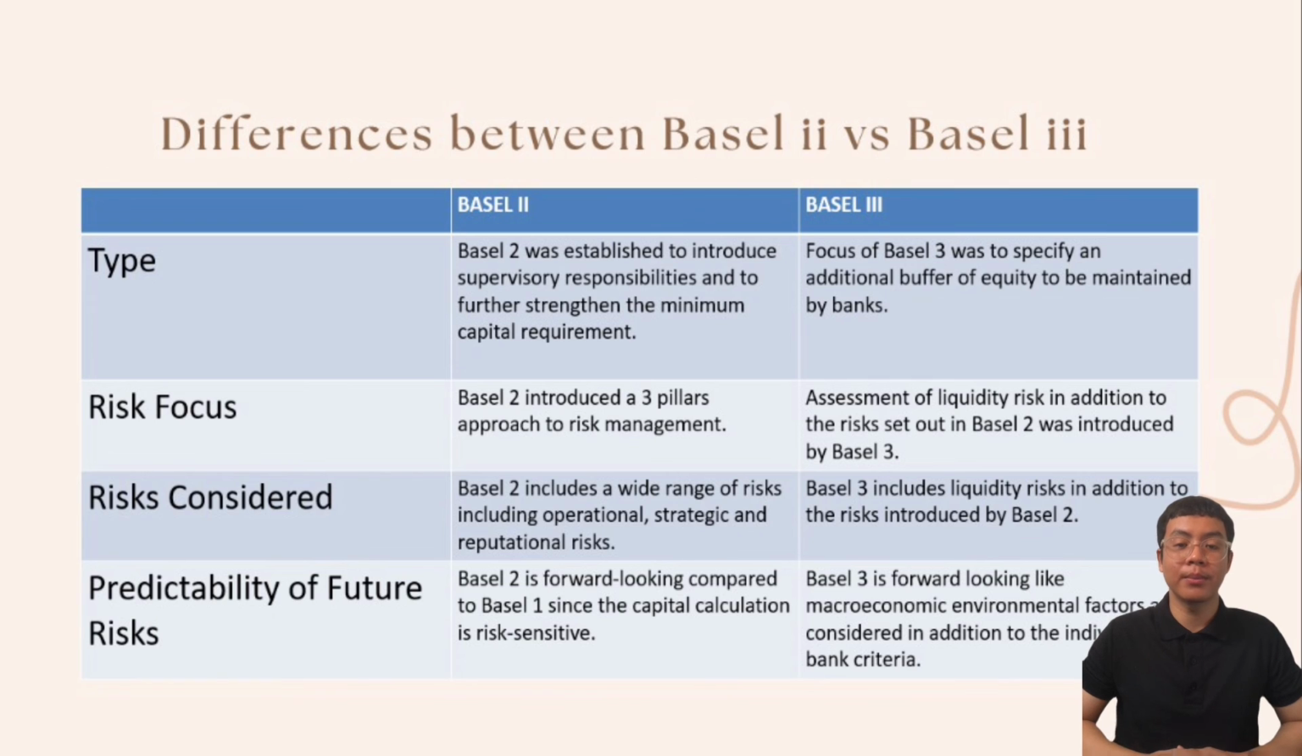The last one is predictability of future risk. Basel II is forward looking compared to Basel I since the capital calculation is risk sensitive. Basel III is forward looking as macroeconomic environmental factors are considered in addition to the individual bank criteria.